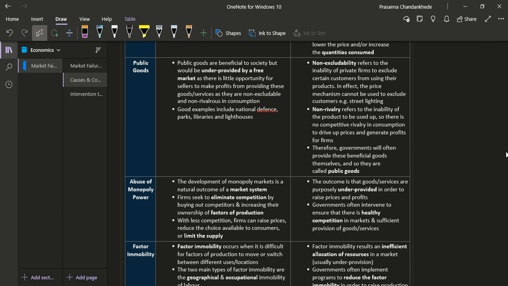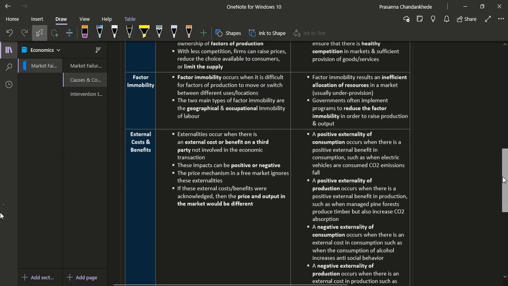Non-excludability refers to the inability of private firms to exclude certain customers from using their products. In effect, the price mechanism cannot be used to exclude customers, for example street lighting. Non-rivalry refers to the inability of the product to be used up, so there is no competitive rivalry in consumption to drive up prices and generate profits for firms. Therefore, governments will have to provide these beneficial goods themselves, and so they are called public goods.